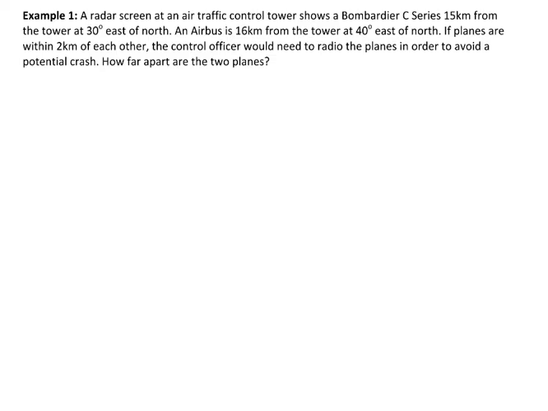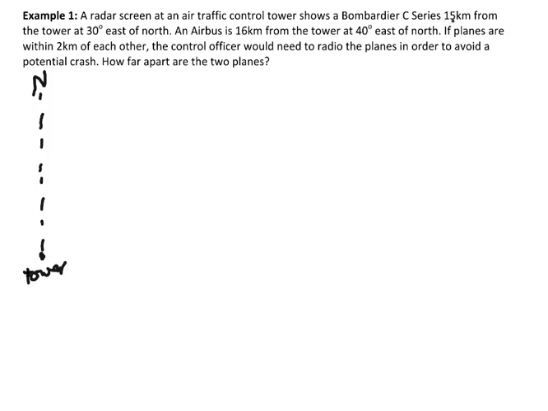All right, let's try an application problem with the cosine law. So let's say you have a Bombardier C-series plane that's 15 kilometers from an air traffic control tower. I'll just draw the picture here. So here's the tower. And then this is sort of the north direction here. So that's just north in general, right? And then east will be this way from there, northeast, southwest.